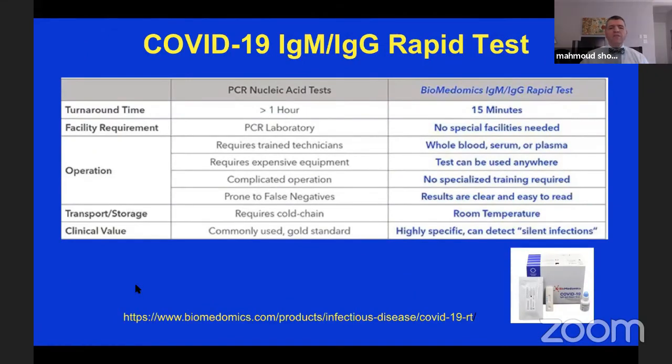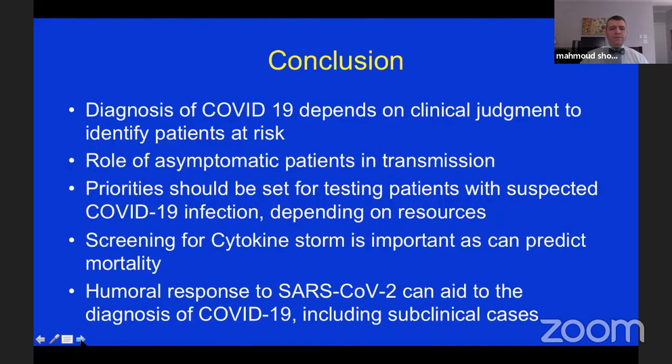And this is a brief comparison between the PCR and the IgM IgG. It is shorter. You don't have to have special handling. It can be done at point of care, and the results are faster. It's like 15 minutes versus more than 1 hour.